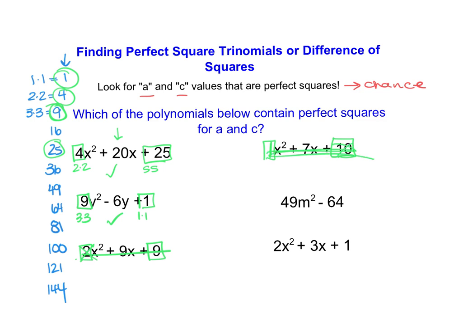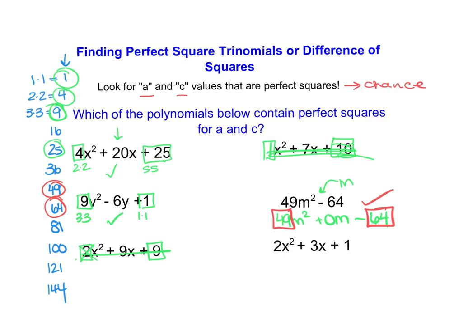Now down below, this might look a little weird. You might be wondering, well, what is a, what is c? Remember, when there's no single m term in the middle, like there should be here, this is really 49m squared plus 0m, which is why it's not written there, minus 64. And now if we take a look at our a and our c values, here I see an a value of 49 and a c value of 64, but negative 64 as well. So if we look at 49 and 64, those are both on our list, and as a result, this one has a chance of being a perfect square trinomial or a difference of squares.